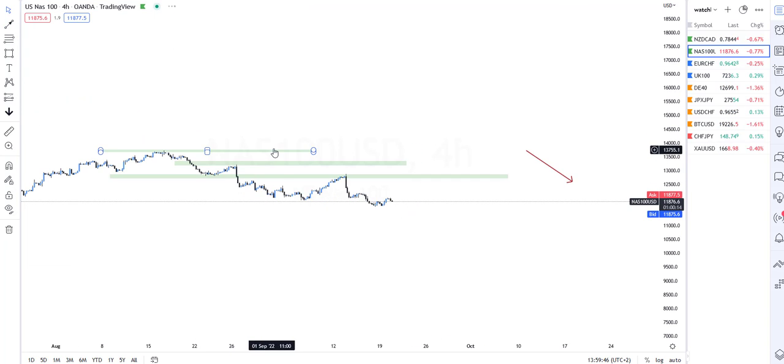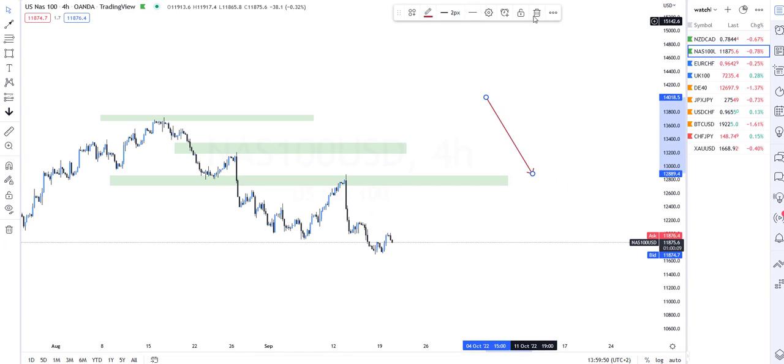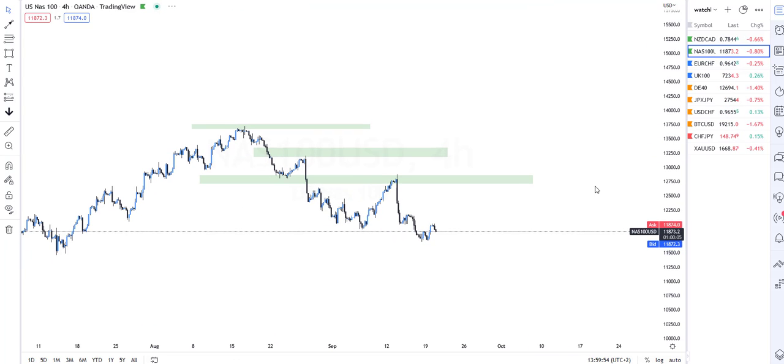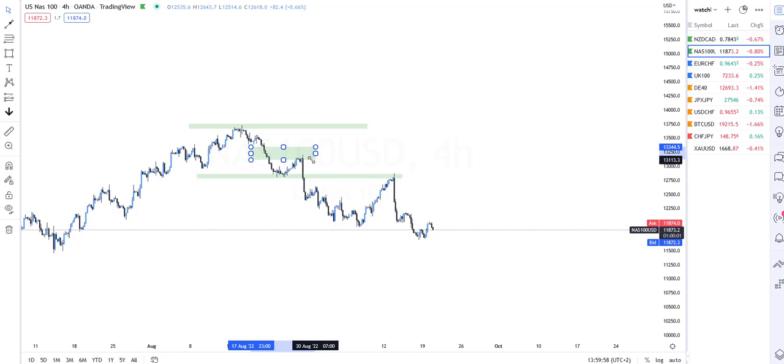So now we move down to 4 hours. Let's see what we have on our 4 hours. So now we can see that there's a clear trend.